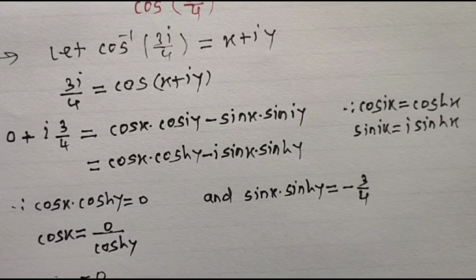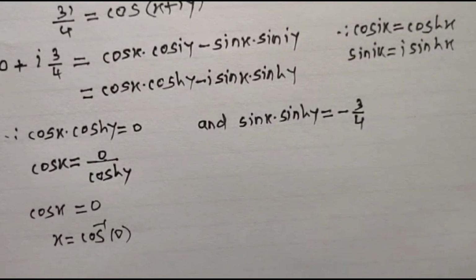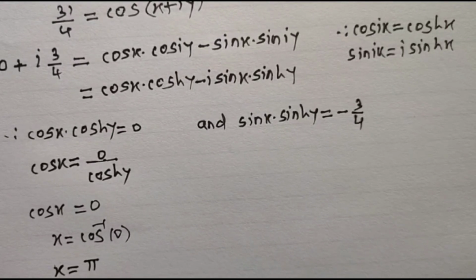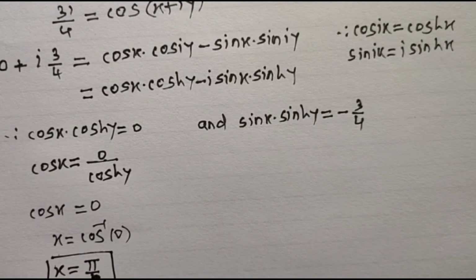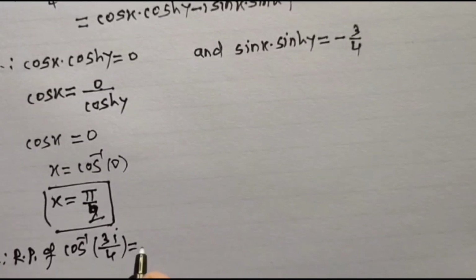Cos x is 0, hence x is equal to cos inverse 0. And cos inverse 0 is what? Pi by 2. x is equal to real part of cos inverse 3i by 4. This is pi by 2. Okay, x is equal to pi by 2. Hence we can say real part of cos inverse 3i by 4 is equal to pi by 2.